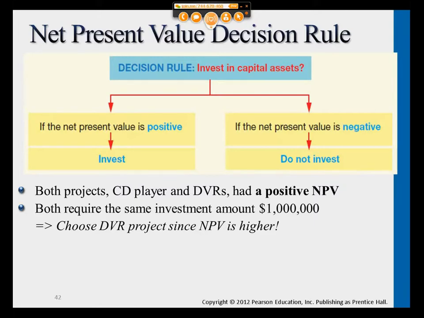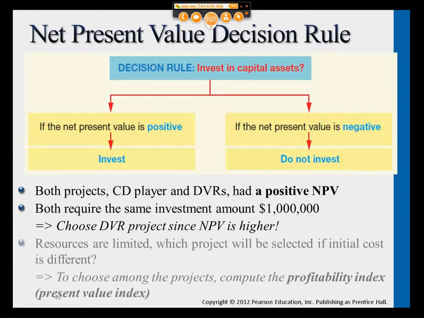So what do I do? Both net present values are positive for the two projects. So I'll choose the one that's greater. I'll compare two numbers and see which one is greater.